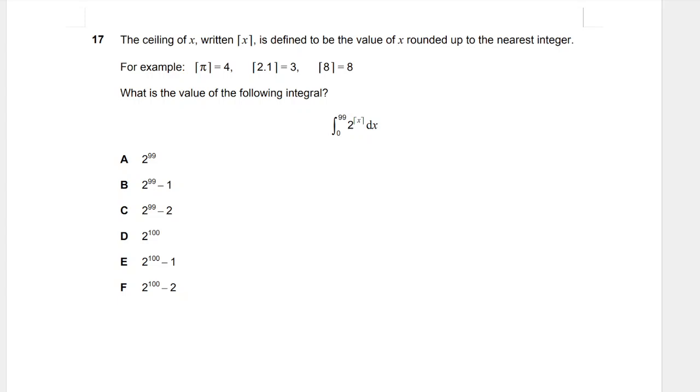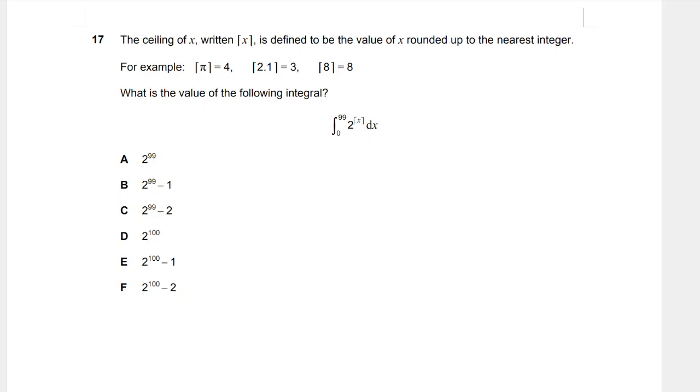And so on and so on. The examples are self-explanatory, I suppose. The key thing is that the ceiling of 8 is still 8. It's not 9, remember. And of course, the opposite of the ceiling is the floor. We have the floor in other MAT questions or maybe TMUA questions as well, so look for those. What is the value of the following integral?